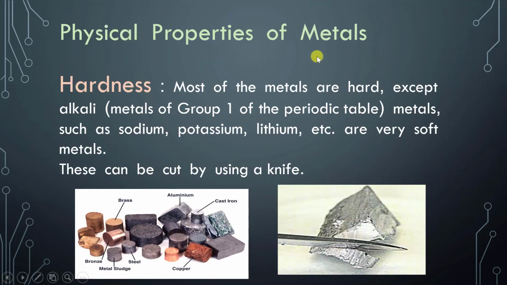Physical properties of metals: hardness. Most of the metals are hard except the alkali metals of group 1 of the periodic table. Alkali metals such as sodium, potassium, lithium, etc. are very soft metals, and they can be cut using a knife. Mostly metals have the quality of hardness, but some metals like sodium, potassium, lithium are exceptions. These can be cut using only a knife. These are very soft.